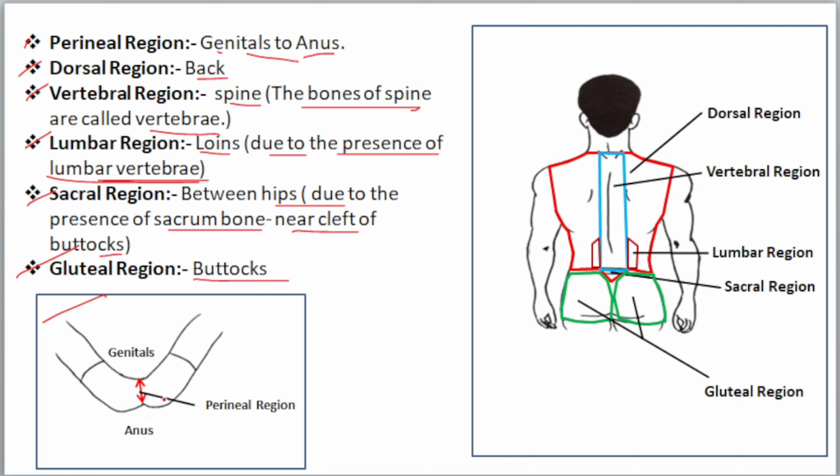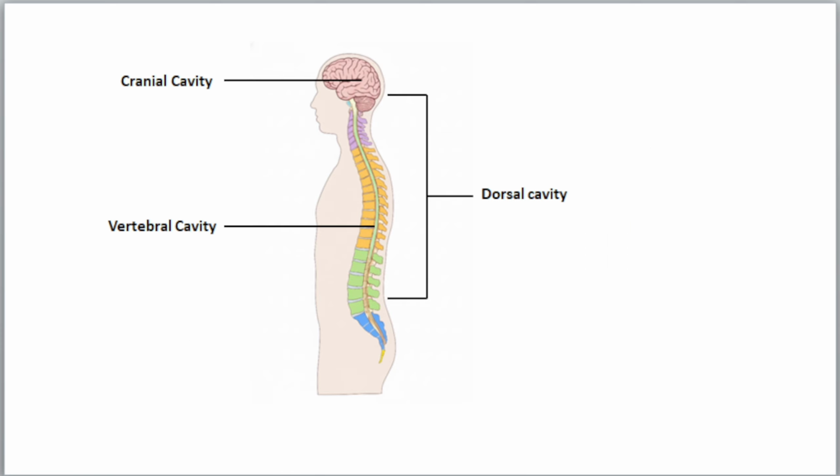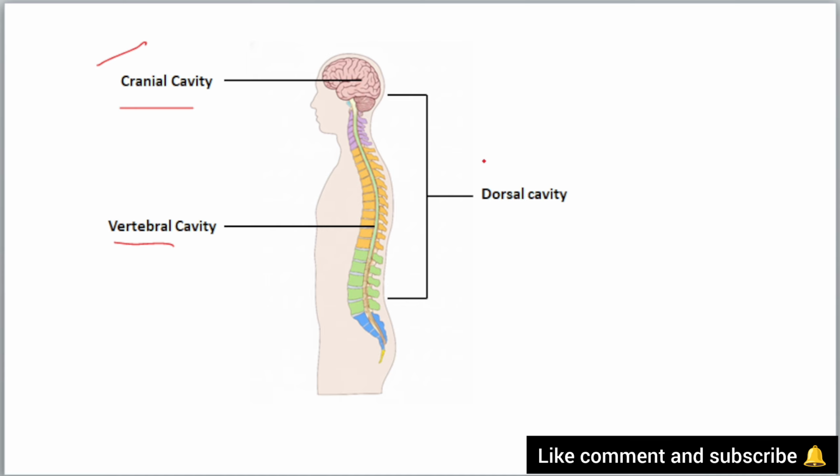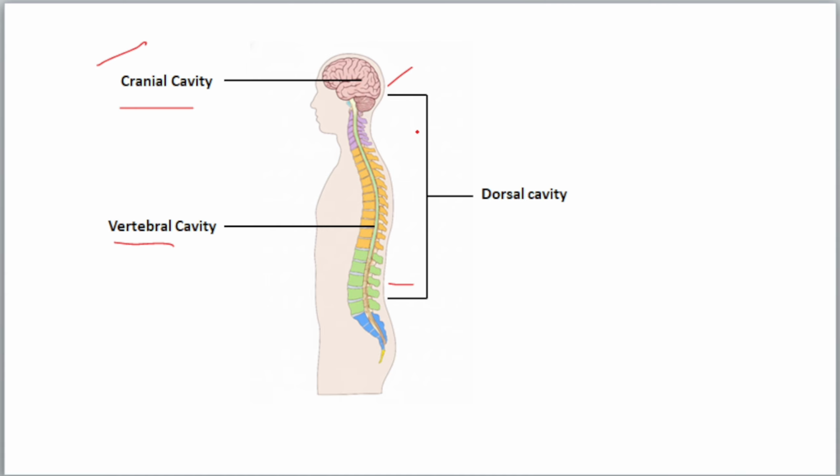See this picture, the region that is present between the genital and anus is called the perineal region, and the back of the trunk is called the dorsal region. The portion where the vertebra or the spine is present is called the vertebral region, and the portion where the lumbar is present is called the lumbar region. Then where the sacral vertebra is present, that's why this place is called the sacral region, and the buttock position is called the gluteal region. So see in this picture, first the cranial cavity, this is the cranial cavity, this is the vertebral cavity, and the portion where the vertebral cavity is present, and below the cranial cavity, is called the dorsal cavity.